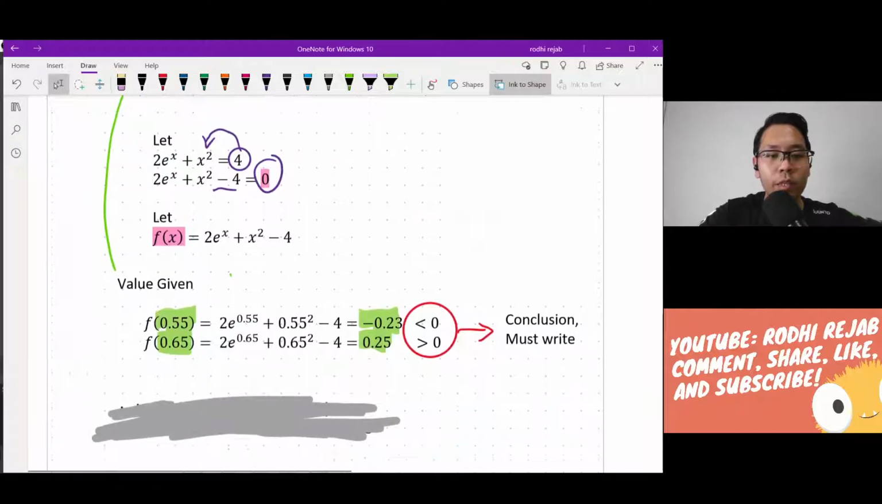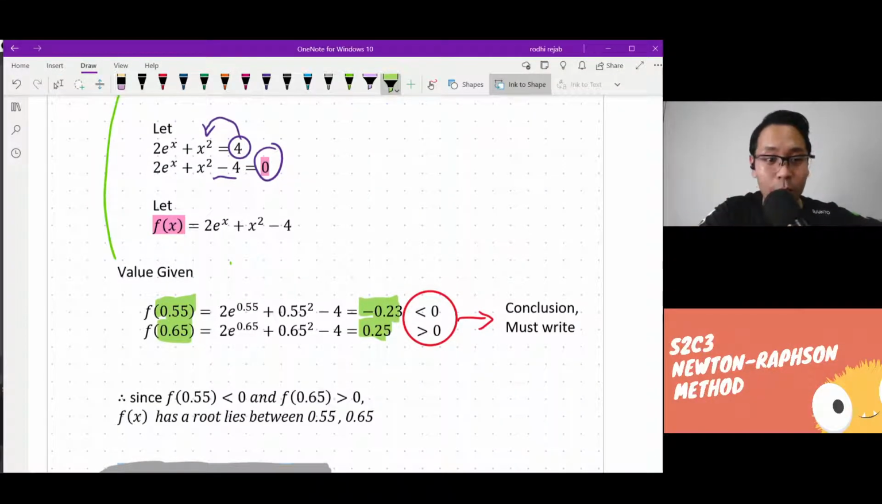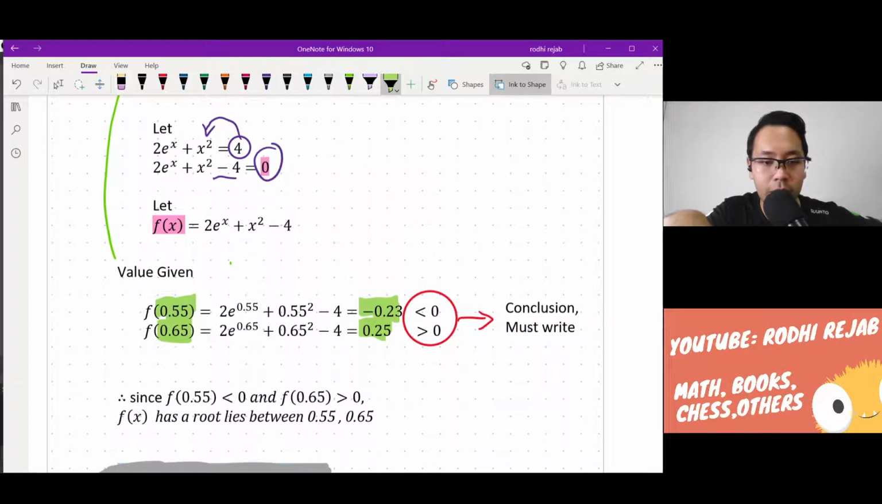You need to write it down. If you don't write it down, you will lose your mark. Then only you can write down this conclusion. You must write that f(0.55) is less than 0 and f(0.65) is more than 0, so f(x) has a root that lies between 0.55 and 0.65. You need to write the whole thing.